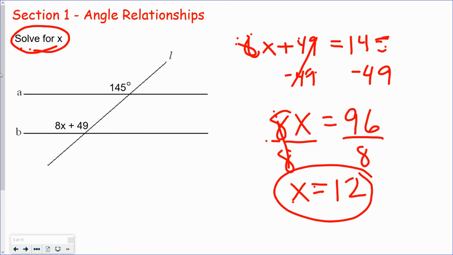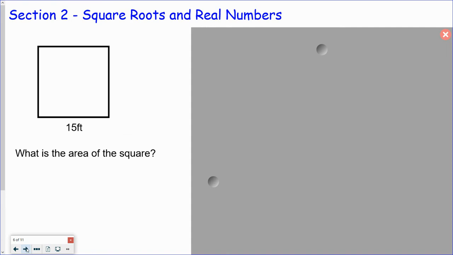Cool. All right, guys, that's a quick summary of angles. Hopefully that makes sense. I think that's the last one. Next one, after angles, and there are a lot of angles. You got to remember those, guys. After angles, we went to square roots and real numbers. So let's practice this out.